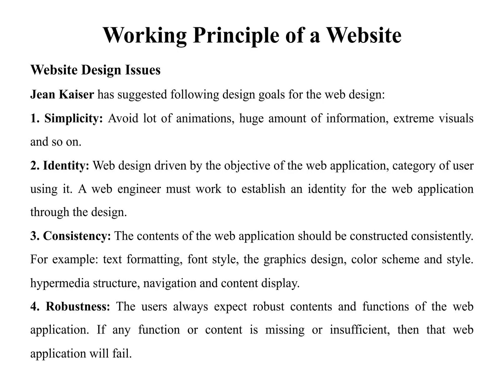Consistency means the content of the web application should be constructed consistently. For example, text format, font style, graphic design, color schemes and style, hypermedia structure, navigation, and content display are included in consistency. Robustness means users always expect robust content and function of the web application. If any functions are missing or insufficient, the web application will fail. That is robustness.